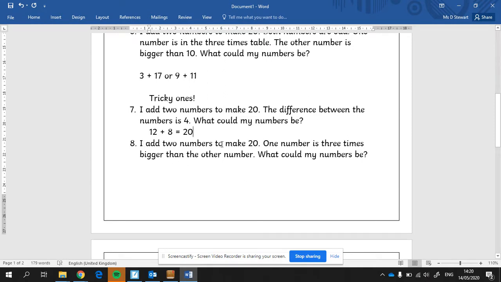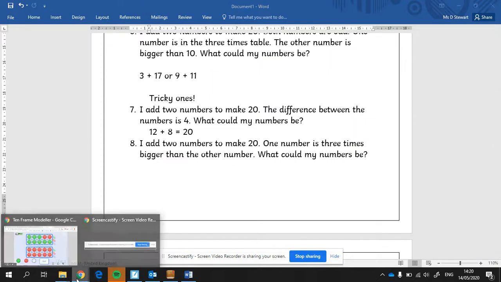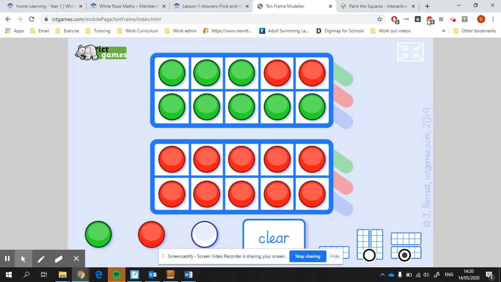And here's the last one. I add 2 numbers to make 20. One number is 3 times bigger than the other number. What could my numbers be? So again, you could write out all your addition facts to 20. And can you see one where the bigger number is 3 lots of the smaller number? And I'm just going to pause while I show you that one with the Numicon.